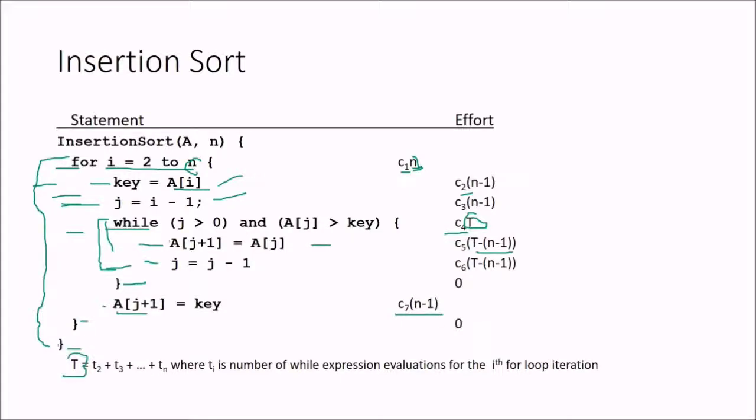What about this t inside this while? What will be the running time of this while loop? Let us assume it to be t2 plus t3 till tn, where ti is the number of while expression evaluations for the ith iteration. For every for loop iteration, the while is going to execute.